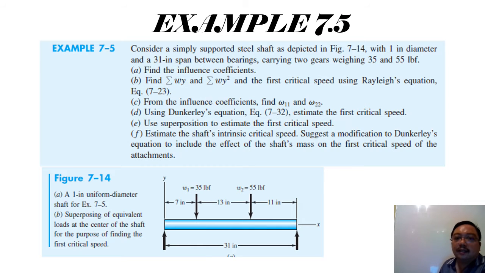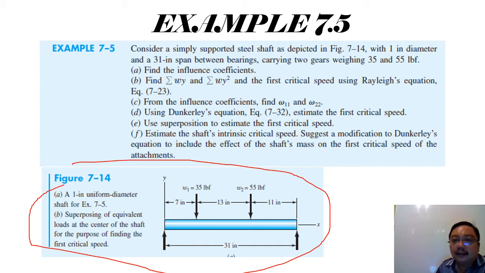Consider a simply supported shaft as depicted in figure 7.14. This is figure 7.14, with 1 inch diameter and 31 inches span between bearings, carrying two gears with 35 and 55 pounds. This is the location of the 35 pound weight, and this is the 55 pound.